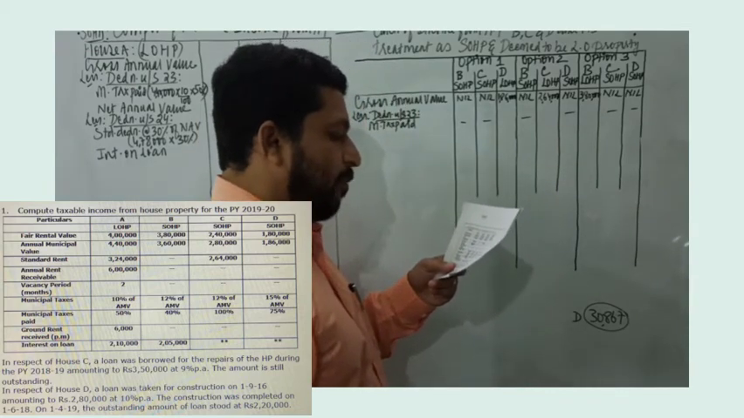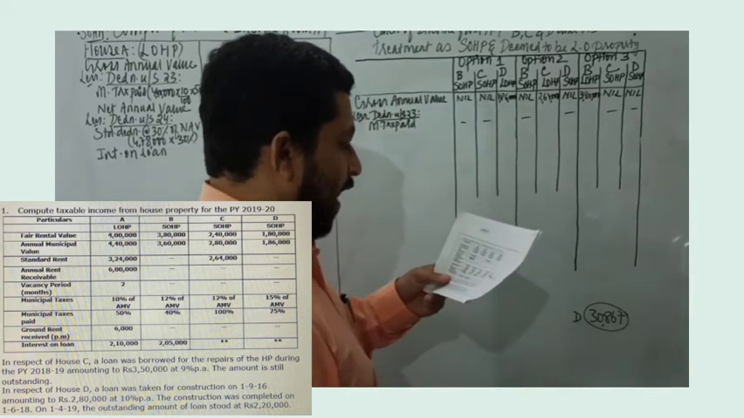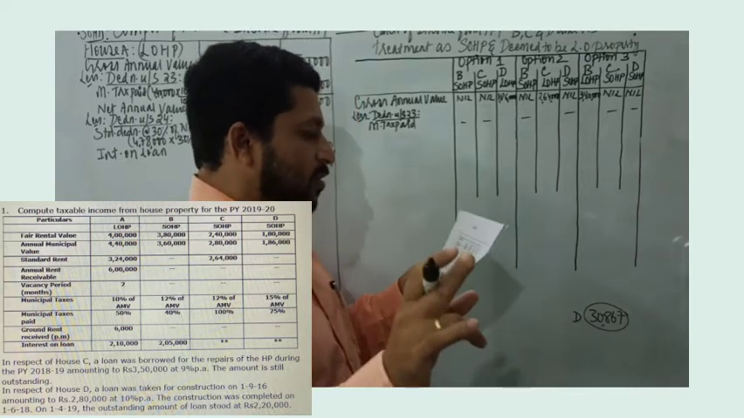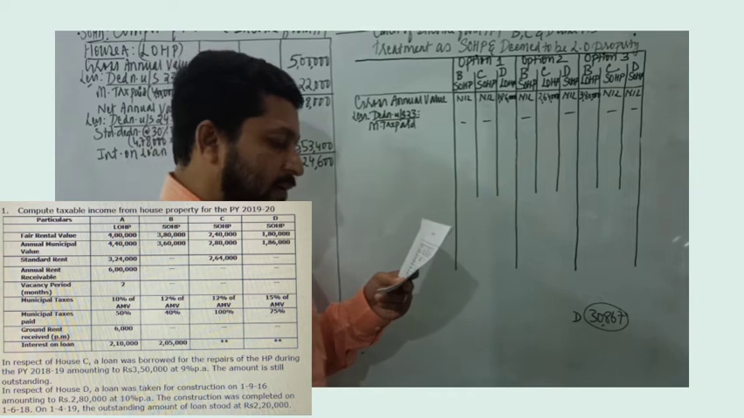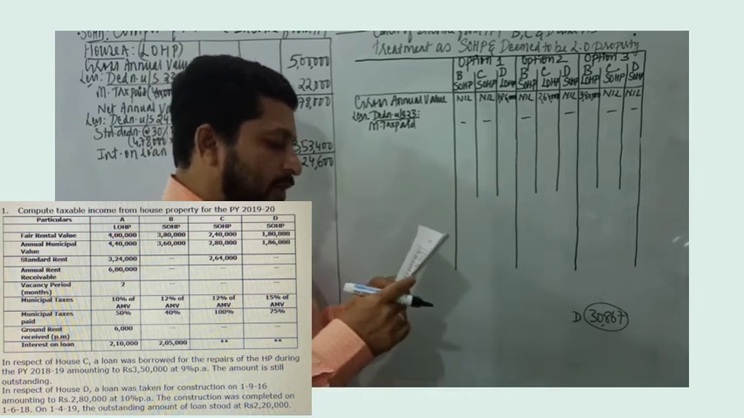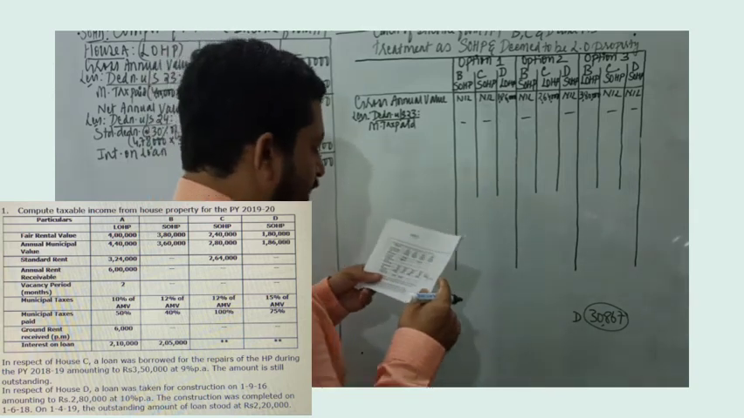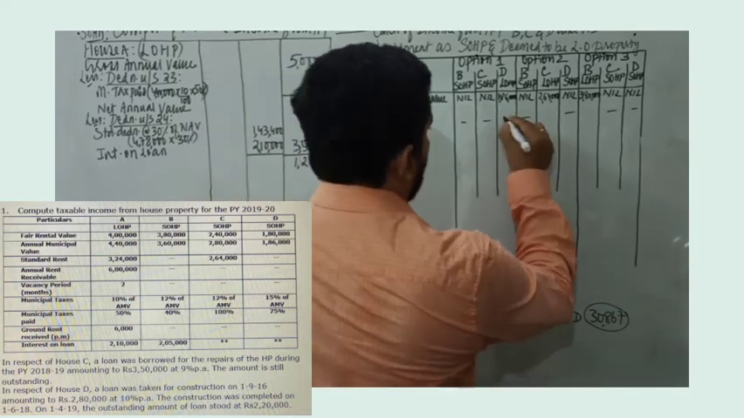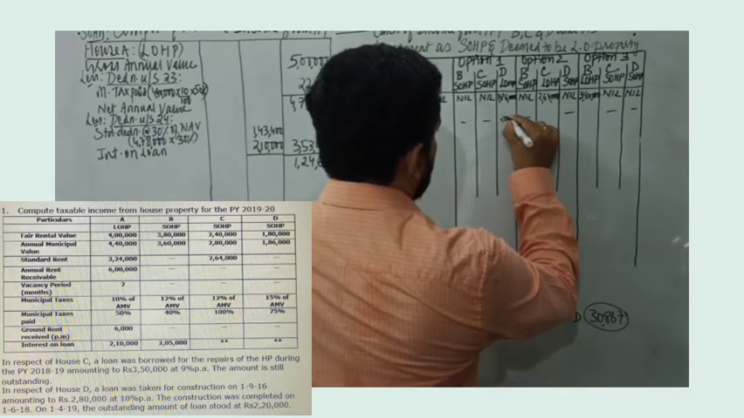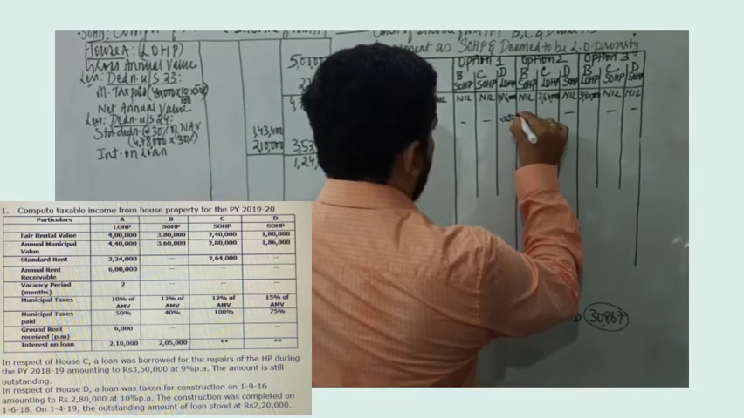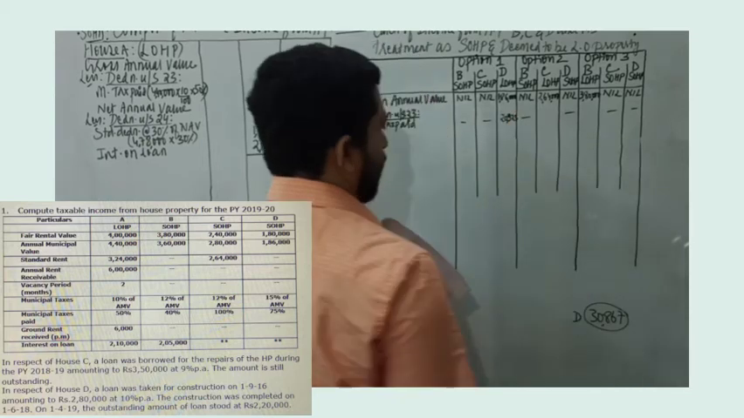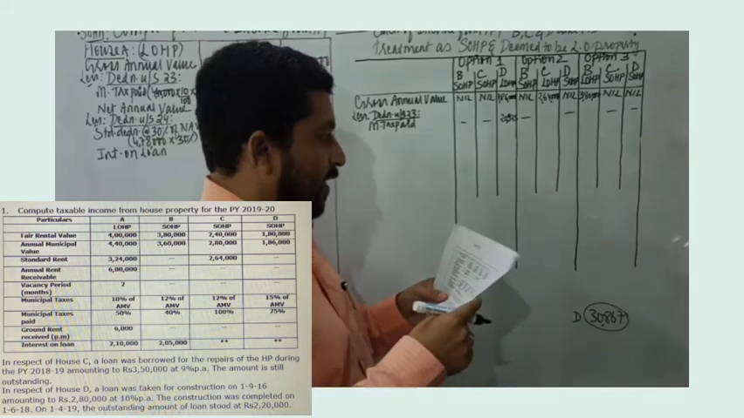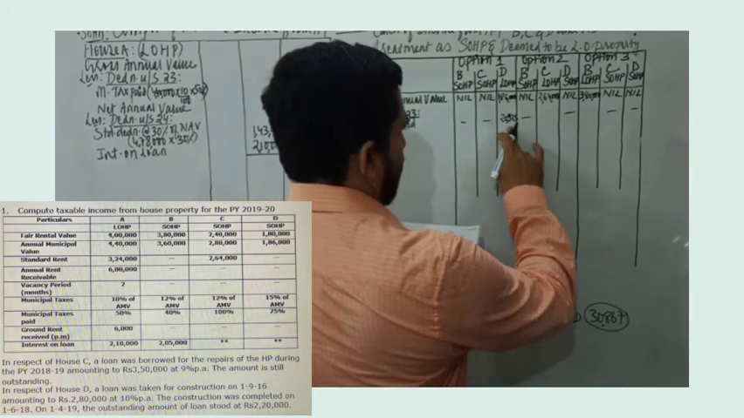Municipal tax paid of house D in option 1. Municipal tax is 15% of AMV given. Annual municipal value of house D is 1,86,000. 15% of that would work out to 27,900, and 75% is paid. So I record 20,925 as the municipal tax paid as far as house D is concerned.